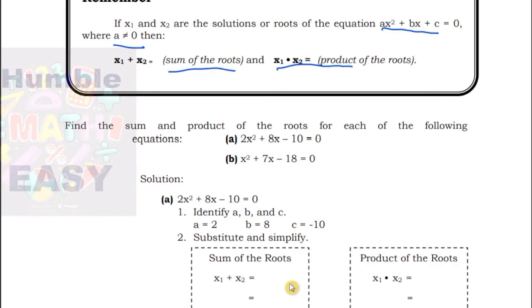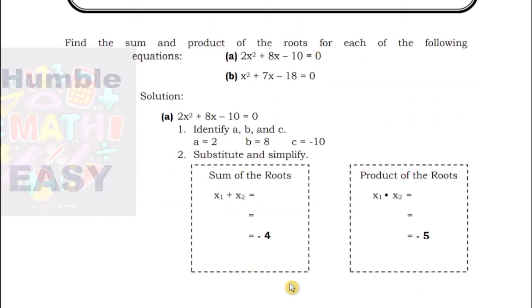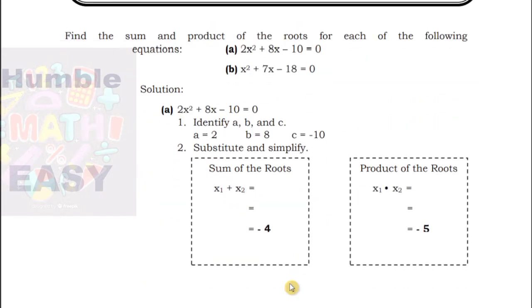So let's have now here a certain given that we have. Find the sum and product of two given roots for each of the following equations. We now have here, the first one is 2x squared plus 8x minus 10 is equal to 0, and the other one is x squared plus 7x minus 18.